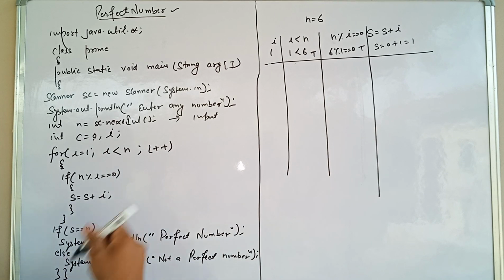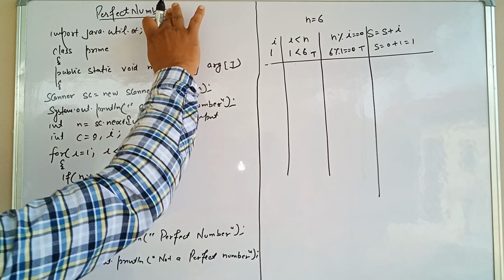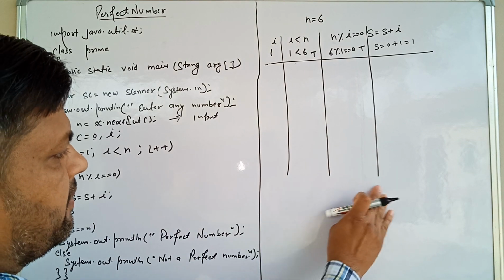So next program we will start perfect number. The program will be: write a Java program to accept a number from the user and check whether it is perfect number or not. A number is said to be perfect if the sum of its factors excluding the number itself is equal to the number. So that is called a perfect number.